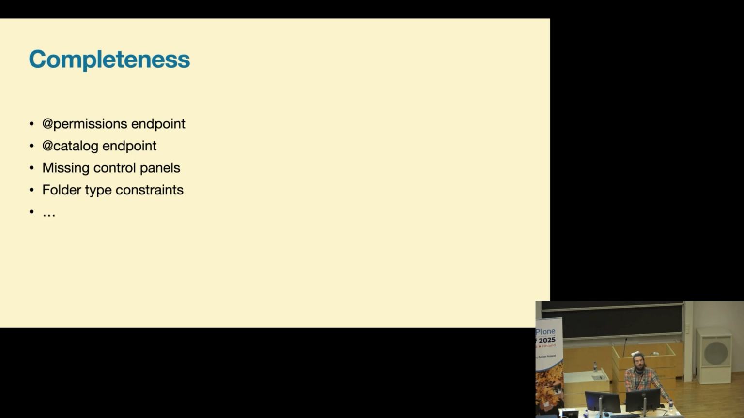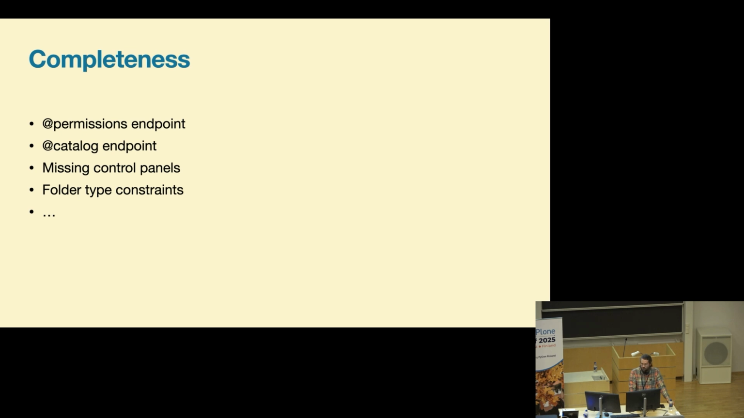For example, being able to configure which types have commenting enabled. I don't think there's a way to do that. And being able to send a test email when you change your mail settings isn't in the REST API yet. So things like that.